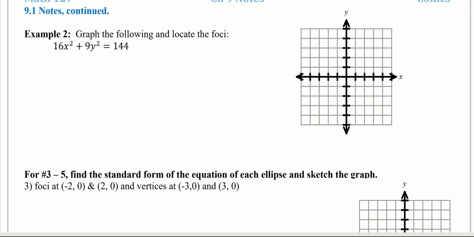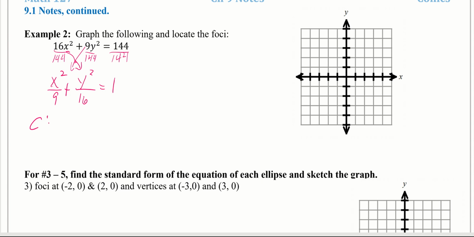And so what we want to do for an ellipse is we want it to equal 1. So we divide by 144. So when I simplify this, this becomes x squared over 9 plus y squared over 16 is equal to 1. Okay? Notice the pattern here that goes with that. Okay? So now we're going to go through the same exact process.